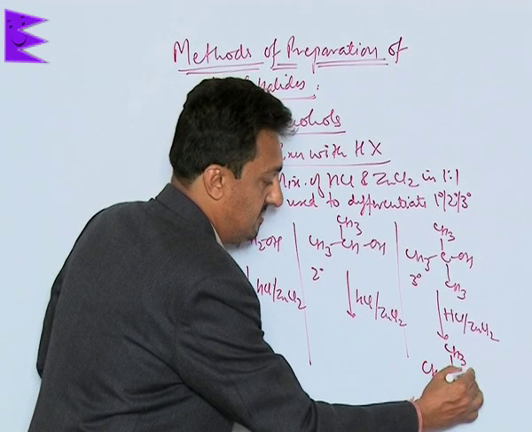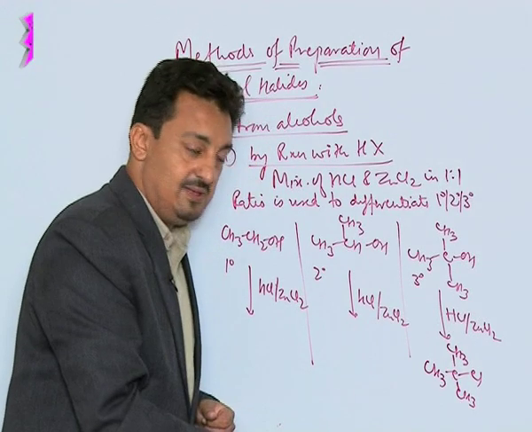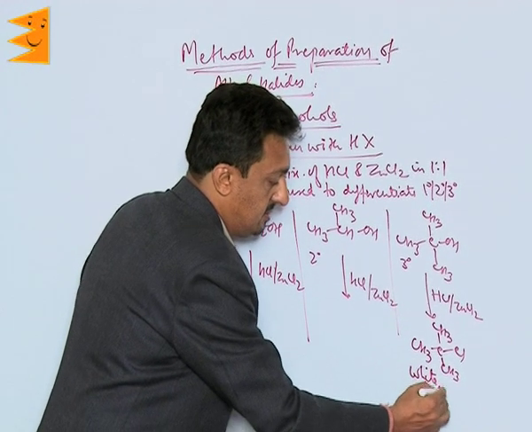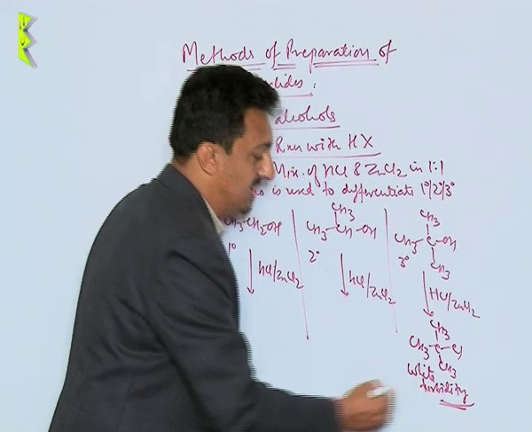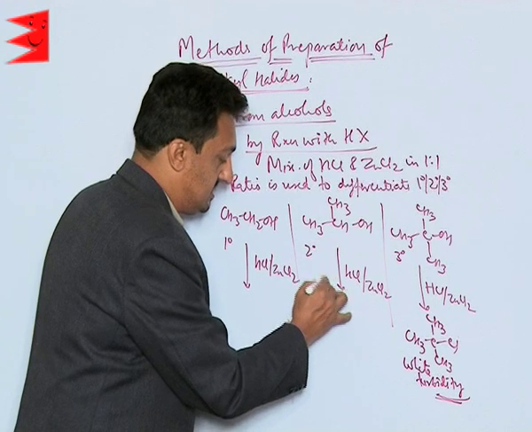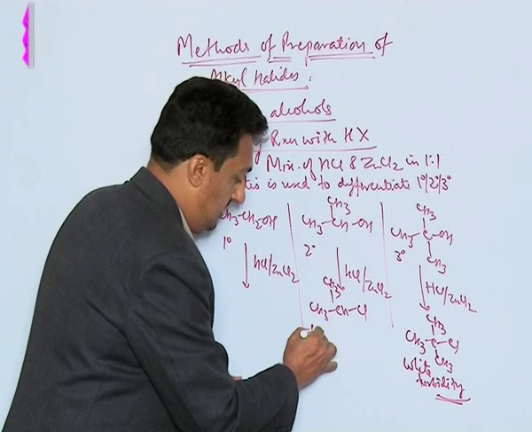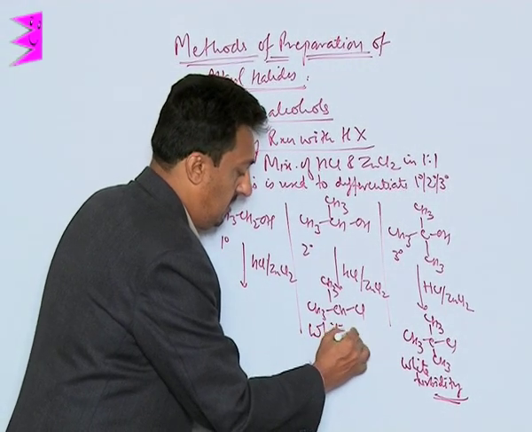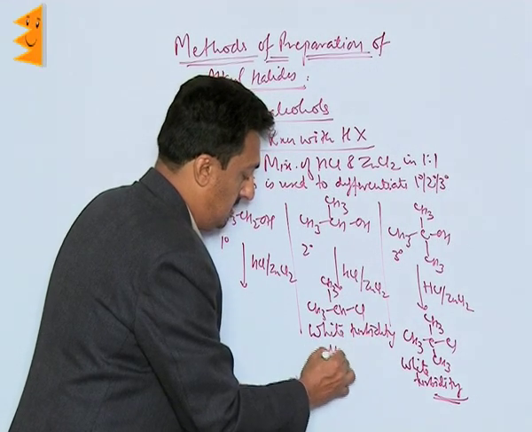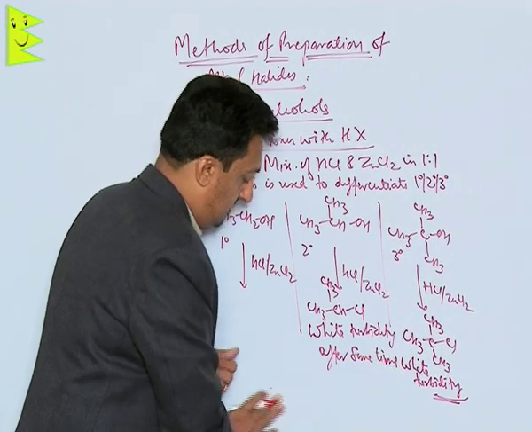tertiary alcohols, we get the tertiary butyl chloride immediately, which appears as white turbidity, which appears immediately. Whereas in this case, we get isopropyl chloride. This also appears as white turbidity, but this appears after some time. So that's the difference.